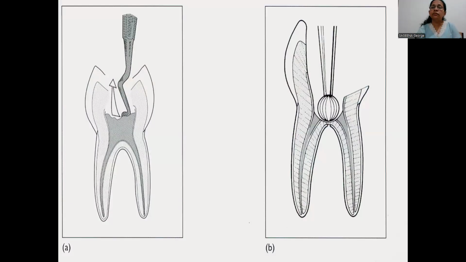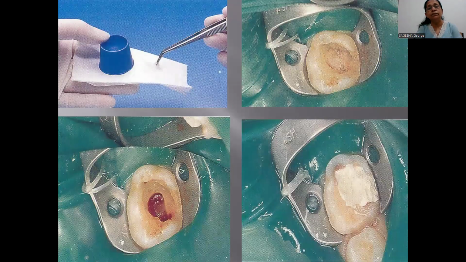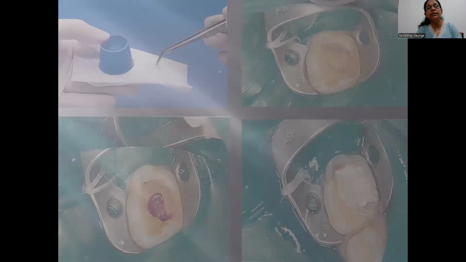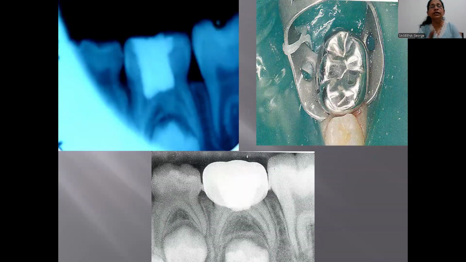and the entire pulp chamber is filled with a material like zinc oxide eugenol. Here zinc oxide eugenol is placed, and this is the radiographic view after pulpotomy, over which a permanent restoration in the form of a full coverage restoration, stainless steel or aesthetic crowns, is placed. This is actually a one-visit pulpotomy.